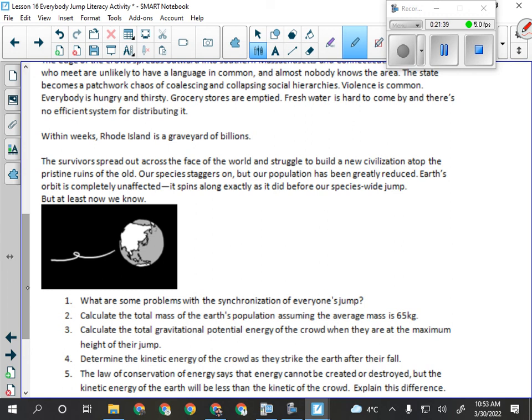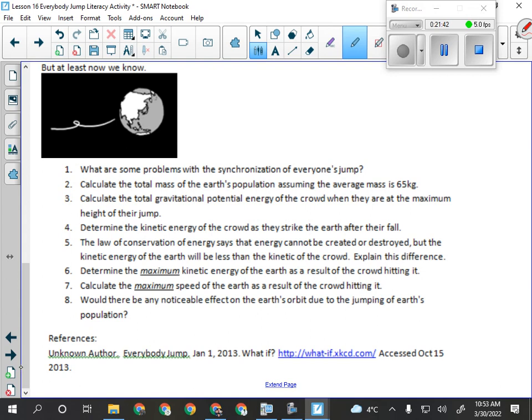Okay. All right, so let's look at this from a mathematical perspective, or from a logical perspective. What are some problems with synchronizing everybody's jump? Can you see from one side of Rhode Island to the other? How long would it take sound to travel that far? A long time. It's not like I can have a starter's pistol and just go bang and have everybody jump. That doesn't even work here.